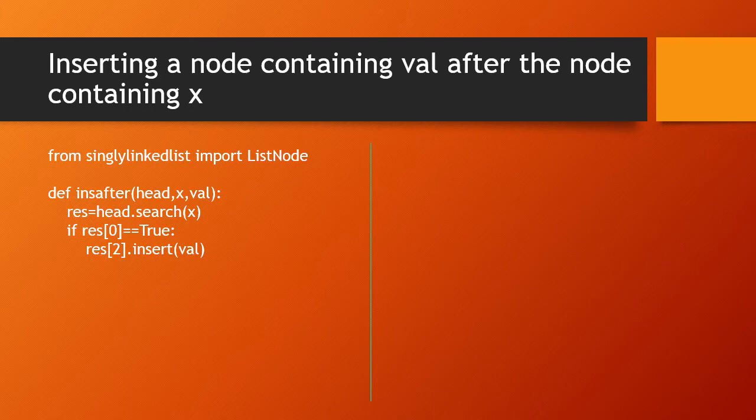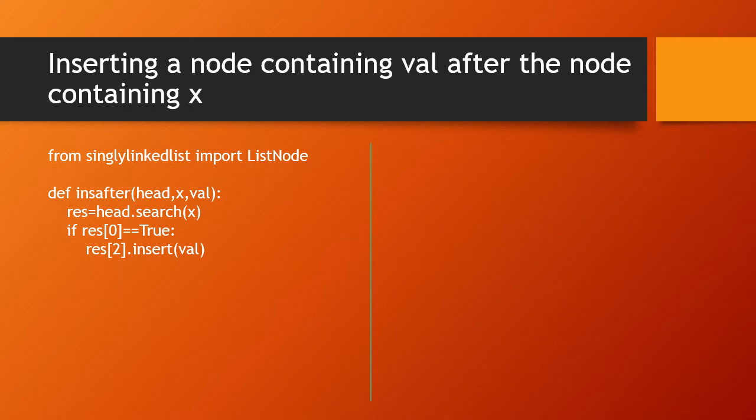So first I am going to take a singly linked list and see if it contains a node that has x. Two things can happen. Either it will have a node containing x or it will not have a node containing x. If it does not have a node containing x, I will do nothing. But if it has a node containing x, I will insert a node containing val after this node. This is what I am supposed to do.